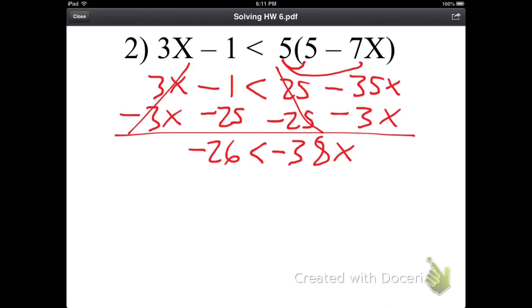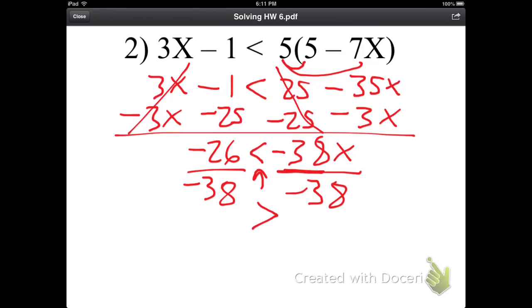38x. So now I need to get rid of what's in front of the x, which is that negative 38. So I'm going to divide both sides by negative 38. And whenever you divide by a negative, you have to switch your inequality sign. So I'm going to switch its direction. Oh no. Erase, erase, erase. Okay. Switched sign. And the x will come down.